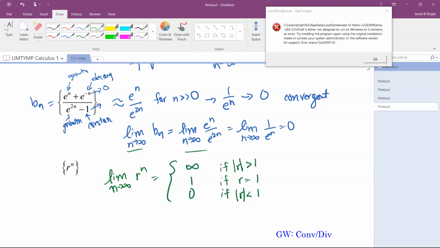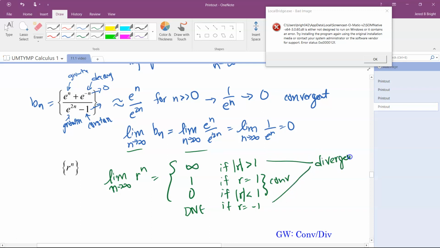If r is equal to -1, then it's going to alternate. So the limit does not exist if r is equal to -1. Okay, so we get convergence in these two cases, and then in these two cases we get divergence. Okay, so when you're finding limits of sequences, make sure to have kind of an idea in mind, think through it a little bit, play with numbers, see what you get roughly, and then try to establish the limit formally.